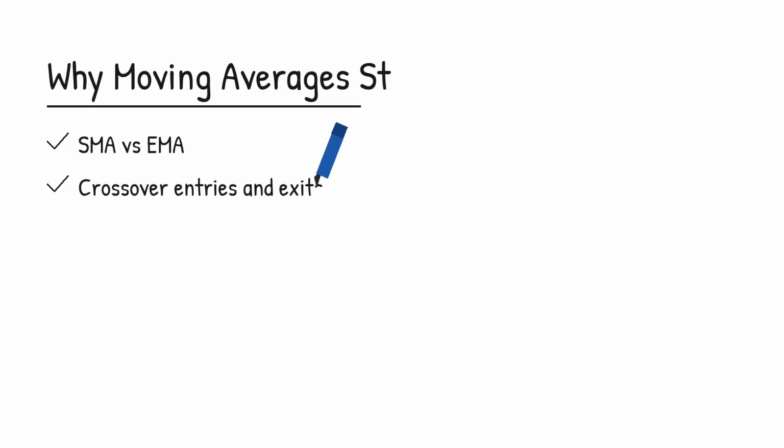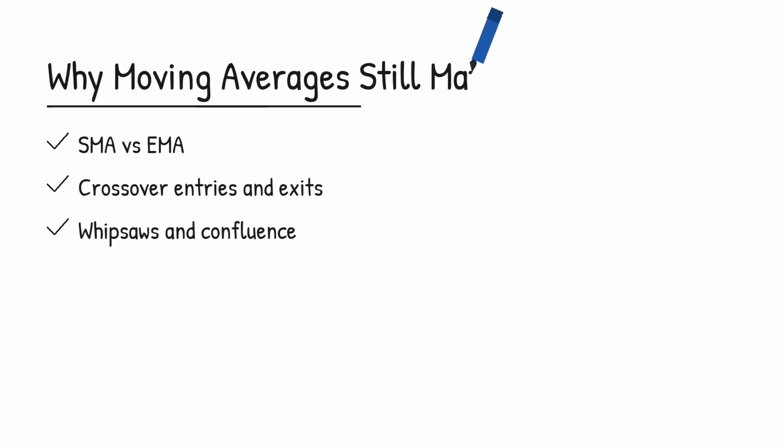We will compare the simple and exponential moving averages on math, lag, and behavior, build a precise crossover playbook with entries and exits, and then stress test it against whipsaws, divergence, and the confluence filters professionals actually use.